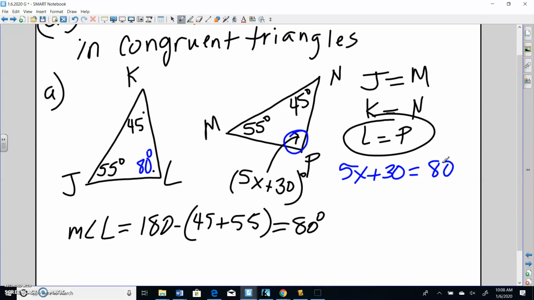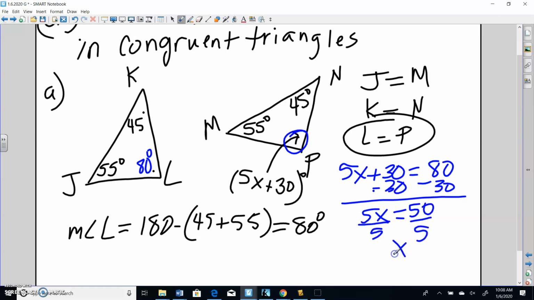We want to isolate x. What's the first thing we're going to do? How do we solve for x? Subtract 30. This is algebra now. So we have 5x equals 50. And then we're going to divide by 5, right? So x equals 10. Does that work if we let x equal 10 right here? 5 times 10 is 50 plus 30 is 80.